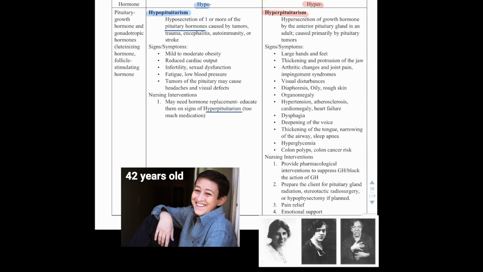So when we talk about hyperpituitarism, our signs and symptoms include large hands and feet, thickening and protrusion of the jaw, arthritic changes of the joints, visual disturbances, diaphoresis, oily, rough skin, organomegaly, hypertension, atherosclerosis, dysphagia, deepening of the voice, thickening of the tongue, narrowing of the airway, hyperglycemia, colon polyps, and colon cancer risk.